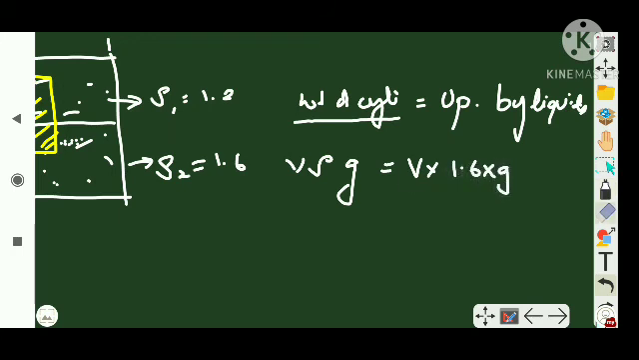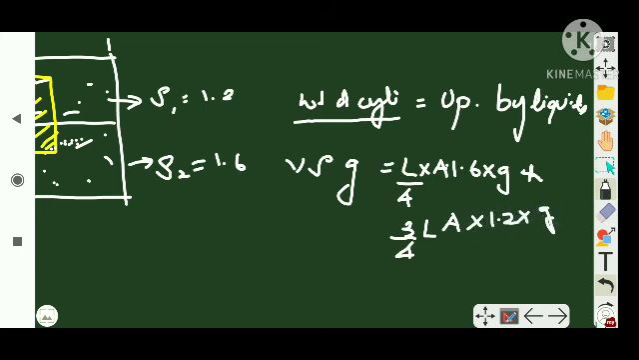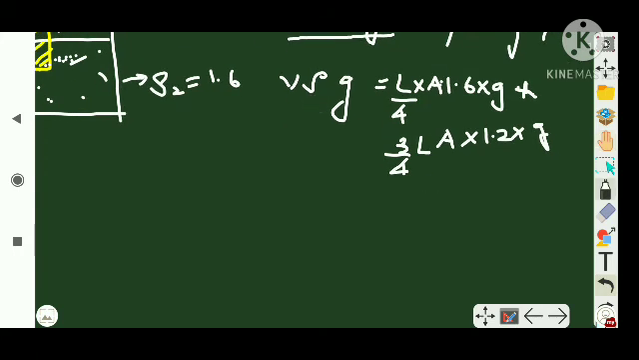Now how much volume of liquid is displaced? How much of the cylinder is inside it? L by 4 into area, then only it is volume. And there is an into here, I missed out. I will put a dot here, so I hope you understand there is an into. Plus similarly the above liquid also has 3 by 4 L, into A, into 1.2, which is the density of that liquid, into G. Now you can find the density.